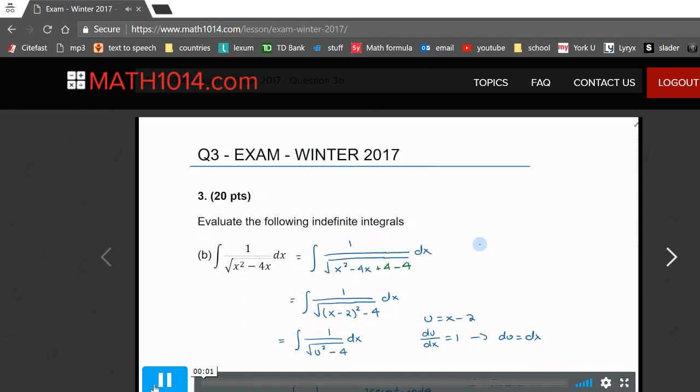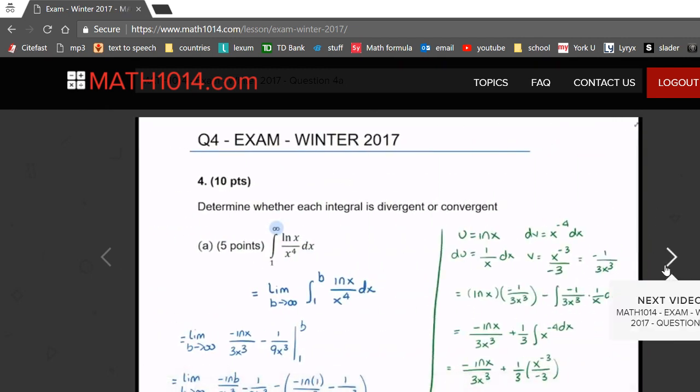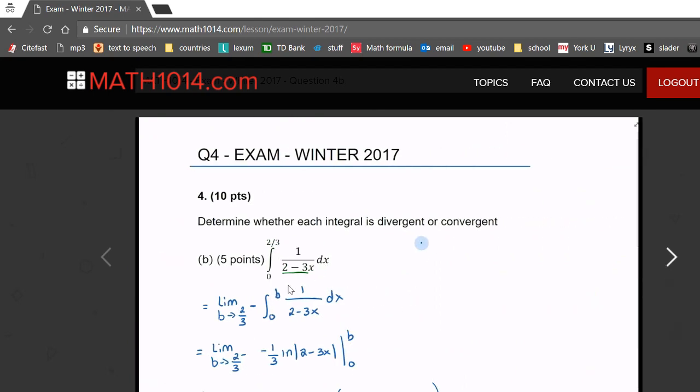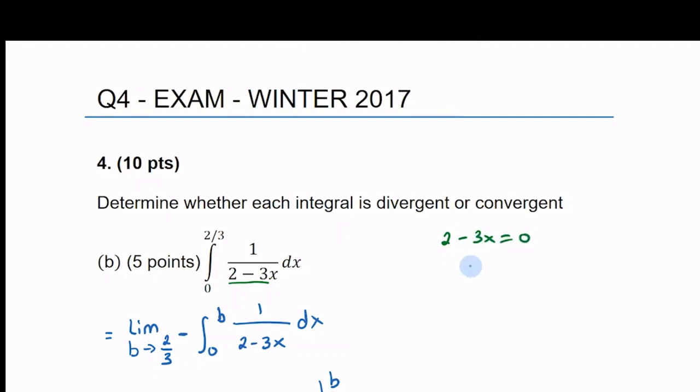Question number 3. So there was that integral one, and then there's this one. Okay. So we know this function will be discontinuous whenever the denominator is equal to 0. So that means when 2 is equal to 3x, or x is equal to 2 over 3. It turns out that this boundary here is equal to 2 over 3, so the function is going to be discontinuous there, so this is an improper integral.